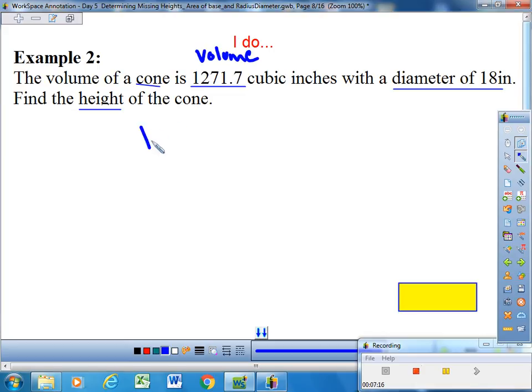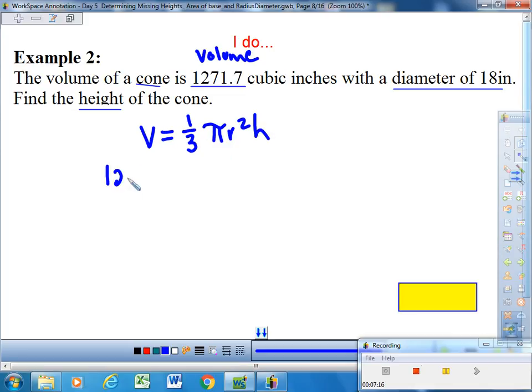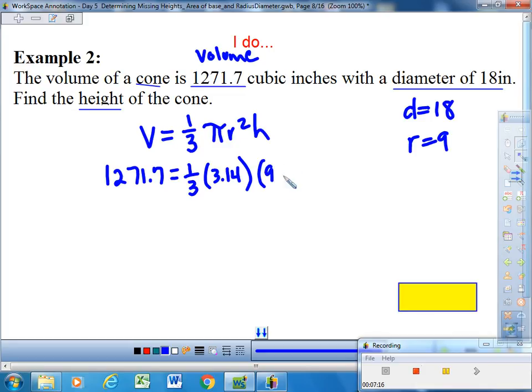Alright, so cone, V equals 1/3 pi r squared h. So my volume, 1,271.7 times 1/3 times 3.14, and diameter is 18, so the radius is half of that, 9 squared times h. So I'm going to just multiply this whole thing, and I'm going to get 84.78 h.